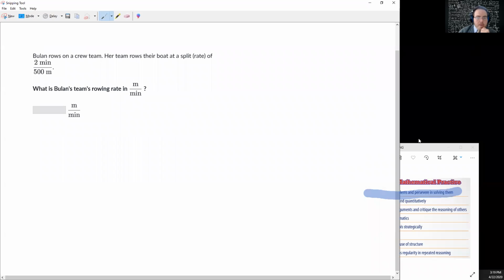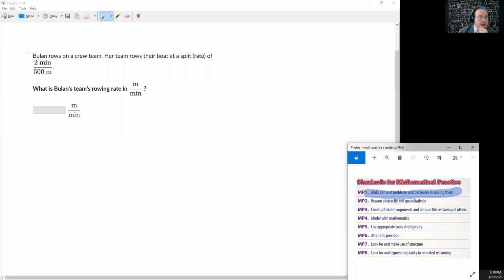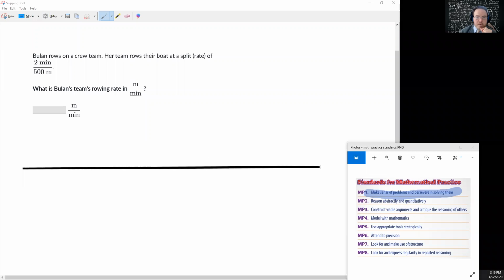Okay. Boulan rows on a crew team. Her team rows their boat at a split rate of 2 minutes per every 500 meters. What is Boulan's team rowing rate in meters per minute? Okay. So dimensional analysis. The first thing you are always going to do is draw a line, just like this, right across your paper. Step 2, write down what you know.